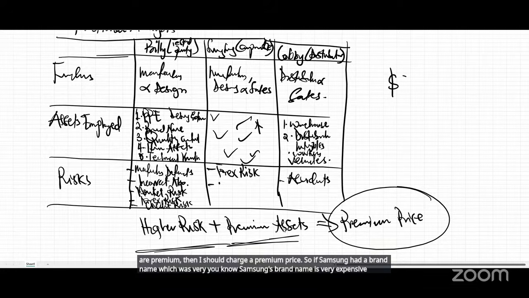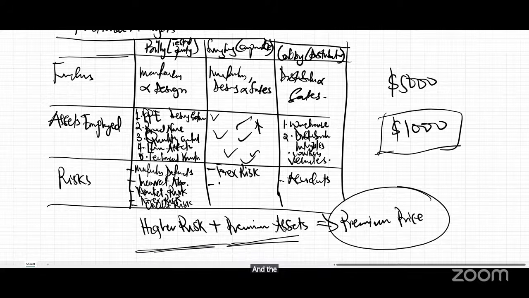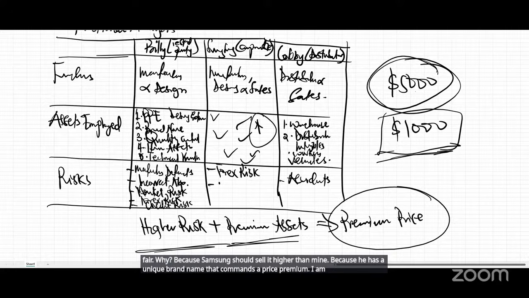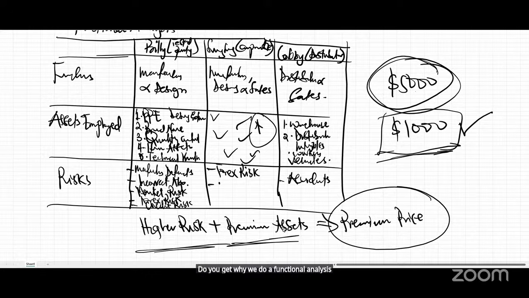Samsung's brand name is very expensive. So if Samsung is selling its phone for $5,000 and I'm just a newbie coming into town and I sell mine for $1,000, and the commissioner says I should charge mine the same as Samsung, it is not fair. Why? Because Samsung should sell higher than mine, because it has a unique brand name that commands a price premium. I am just a small boy. So, Mr. Commissioner, leave me to charge my $1,000 because I can't compare myself to Samsung. Do you get why we do a functional analysis? Does it make sense to you?